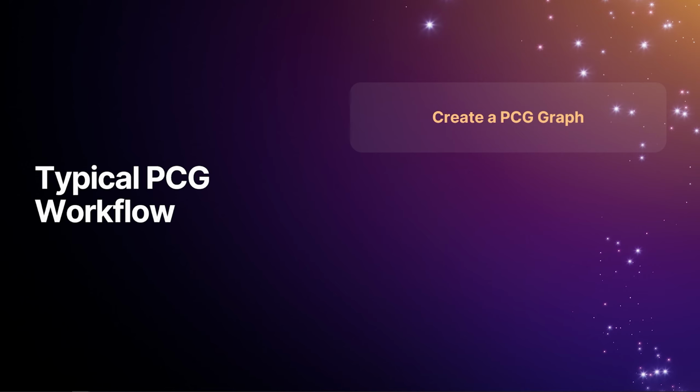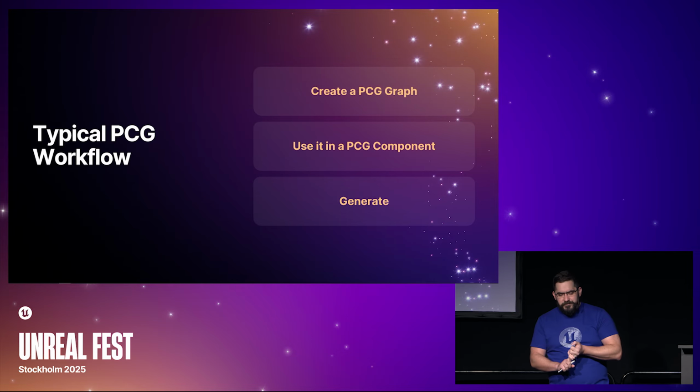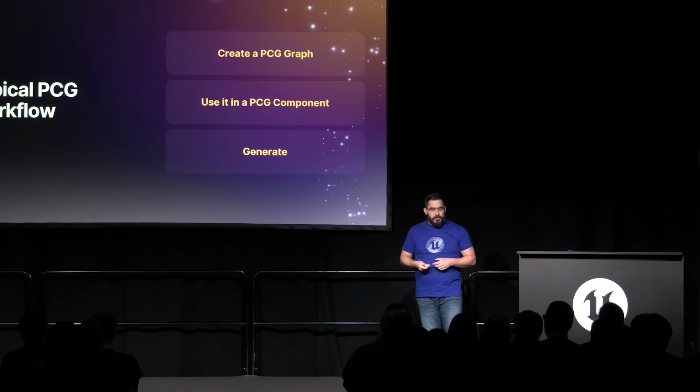So a typical PCG workflow is going to look something like this. You're going to create a PCG graph. Keep in mind, PCG graphs are not execution flow graphs. Then we're going to use that graph in a PCG component, and we're going to generate data off of that PCG. And we're probably just going to take that PCG graph from a content browser, drag it into the world. It'll make a PCG volume, really easy to get up and running.